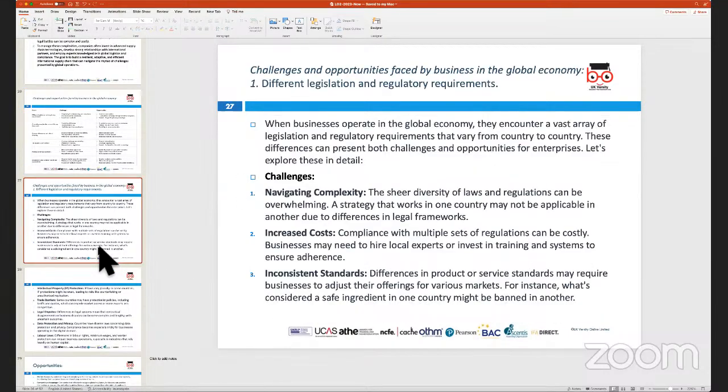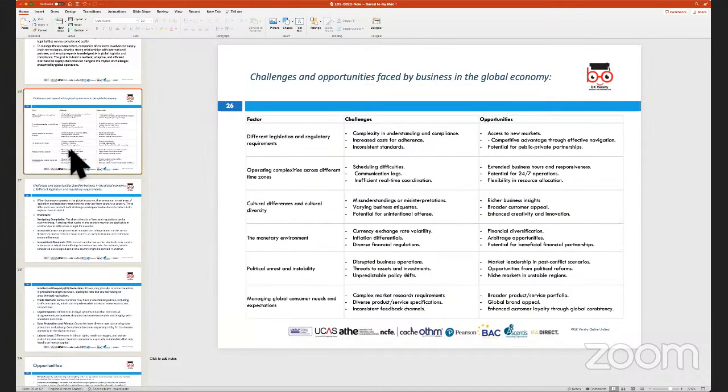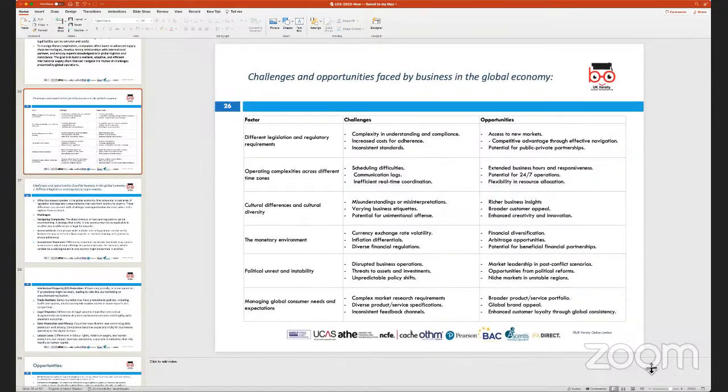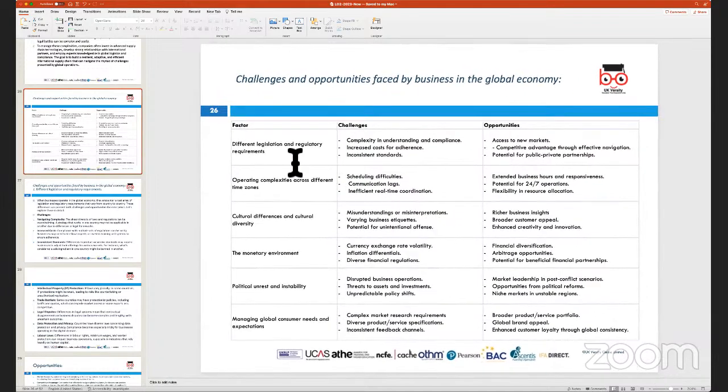There are these slides that you can go through in detail, and they would detail out some of these challenges and opportunities individually for all the 6 things that we need to discuss. Now, one of the first things we want to look at is legislation and regulatory requirements. What is legislation? Acts or laws which govern a certain set of operations of how companies and businesses will operate within a country.